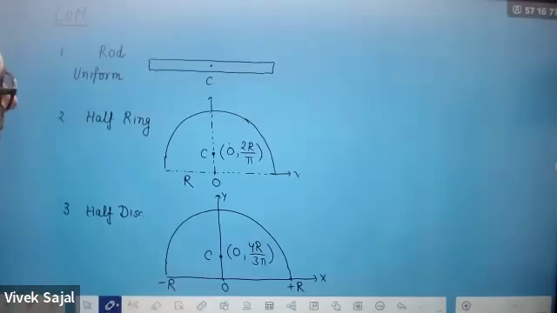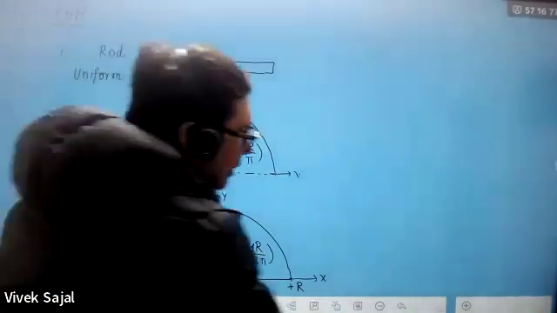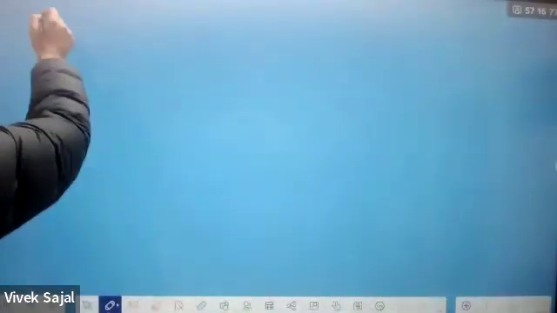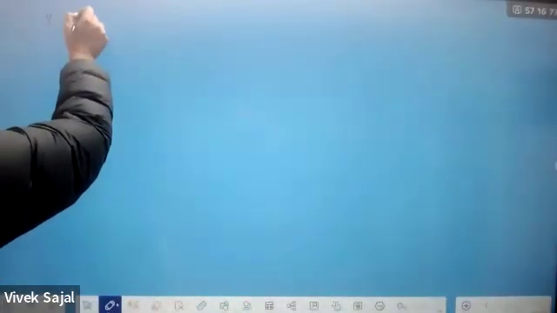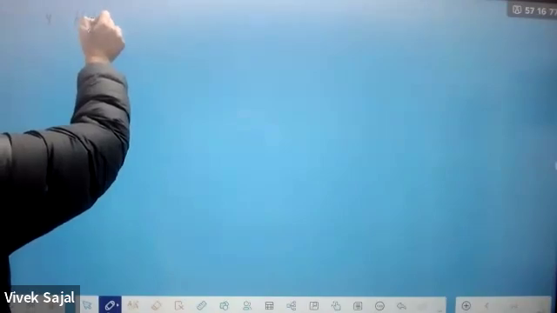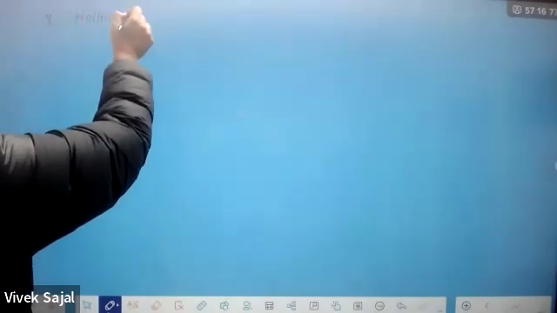Please note it down. This will be very helpful in solving questions. Next is half sphere, hollow hemisphere. Number 4, hollow hemisphere.